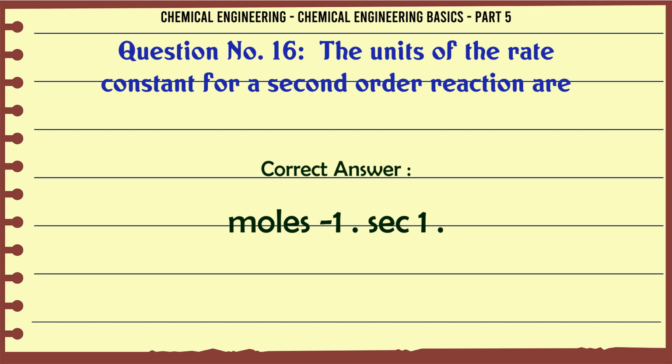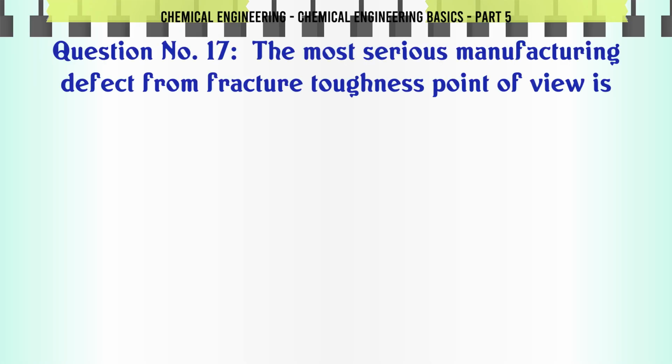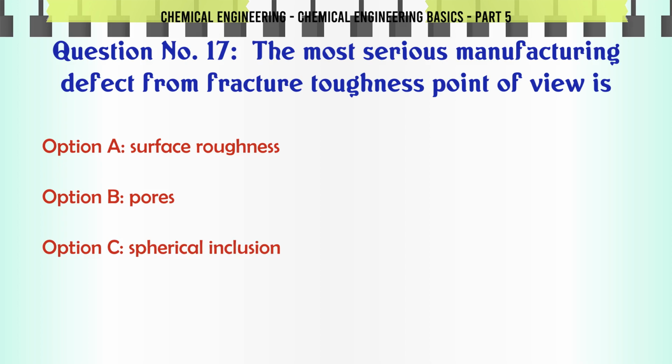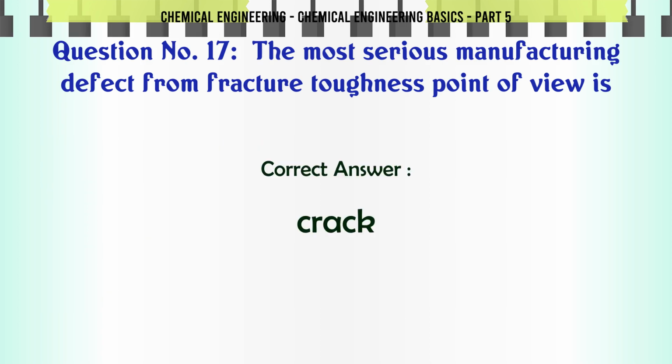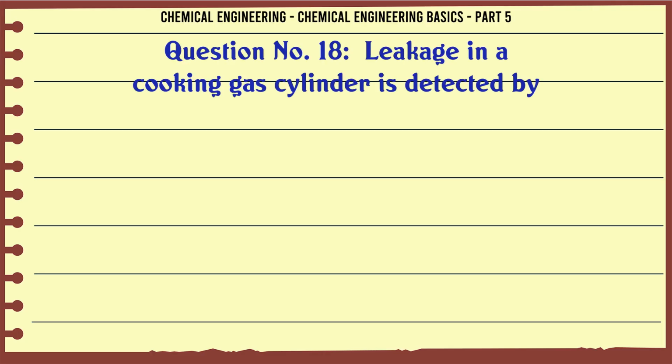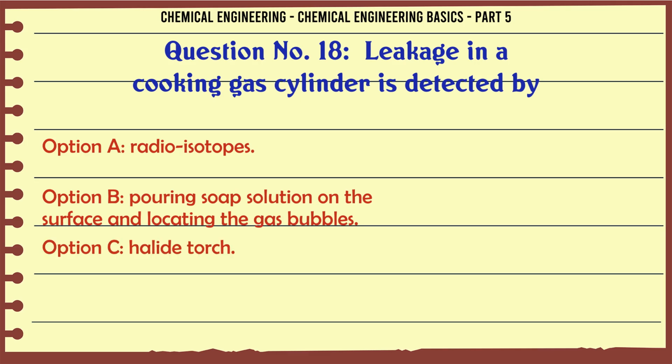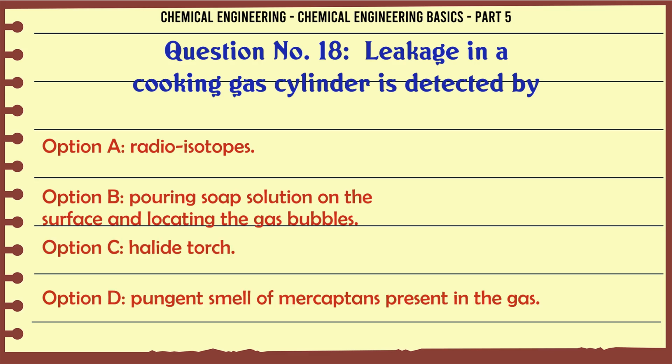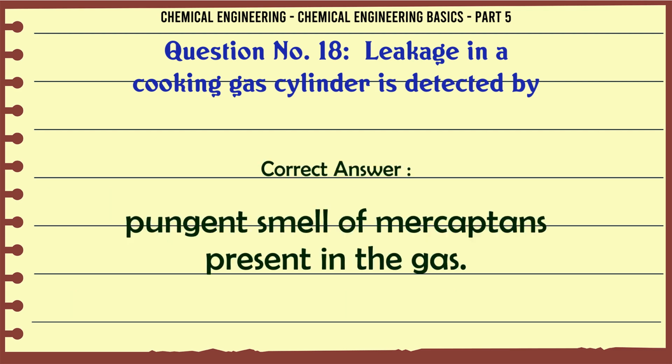The most serious manufacturing defect from fracture toughness point of view is A. surface roughness. B. pores. C. spherical inclusion. D. crack. The correct answer is crack. Leakage in a cooking gas cylinder is detected by A. radioisotopes. B. pouring soap solution on the surface and locating the gas bubbles. C. halide torch. D. pungent smell of mercaptans present in the gas. The correct answer is pungent smell of mercaptans present in the gas.